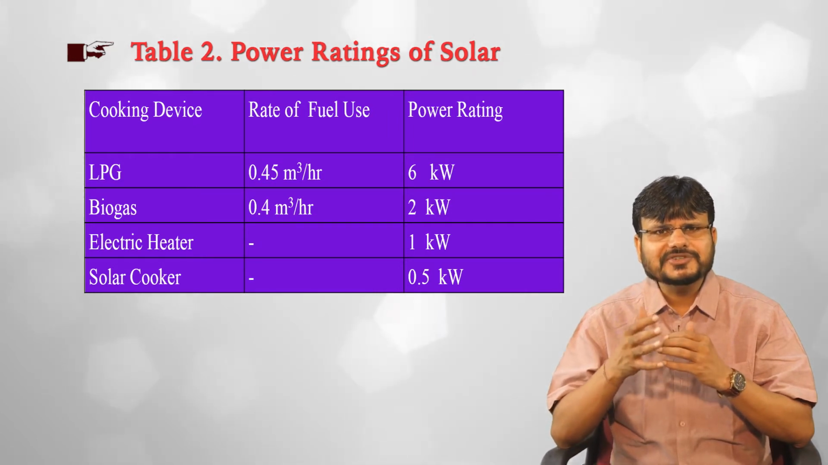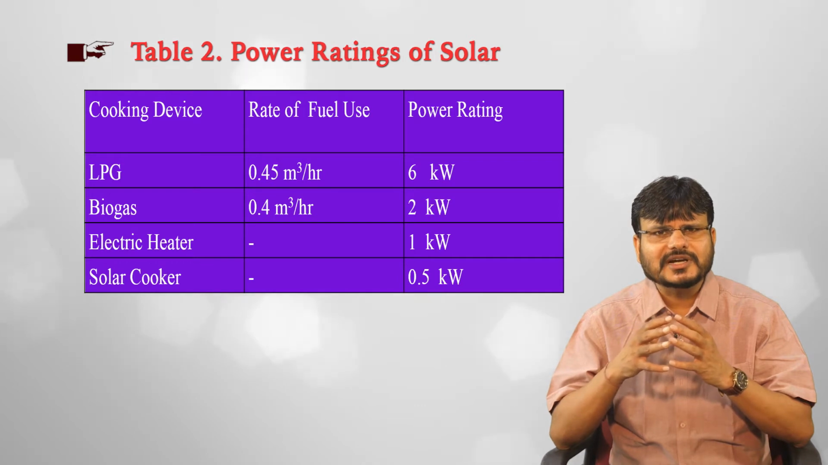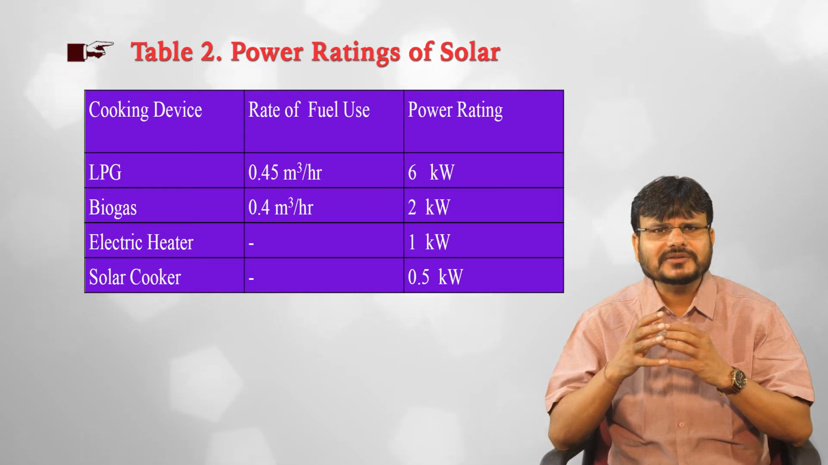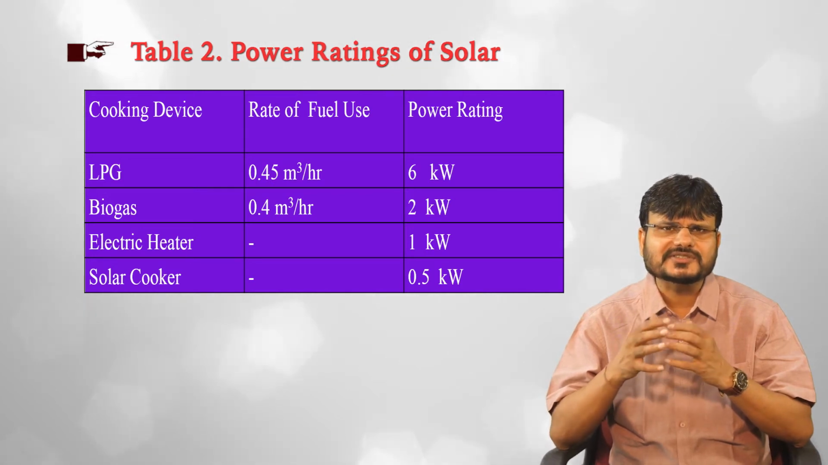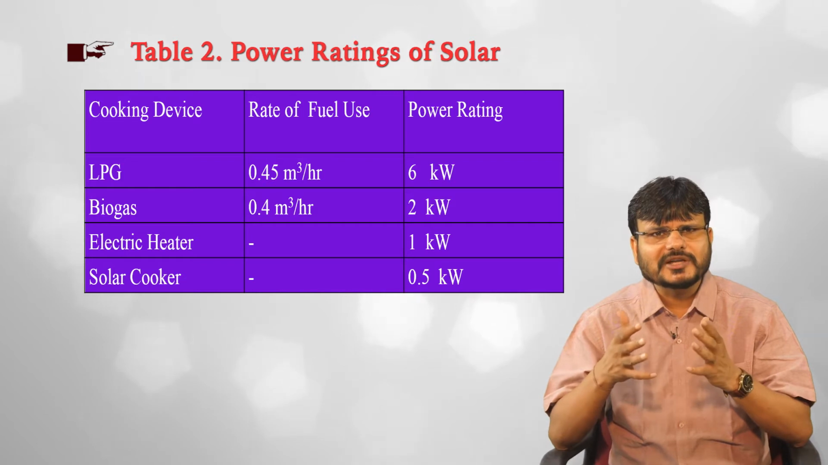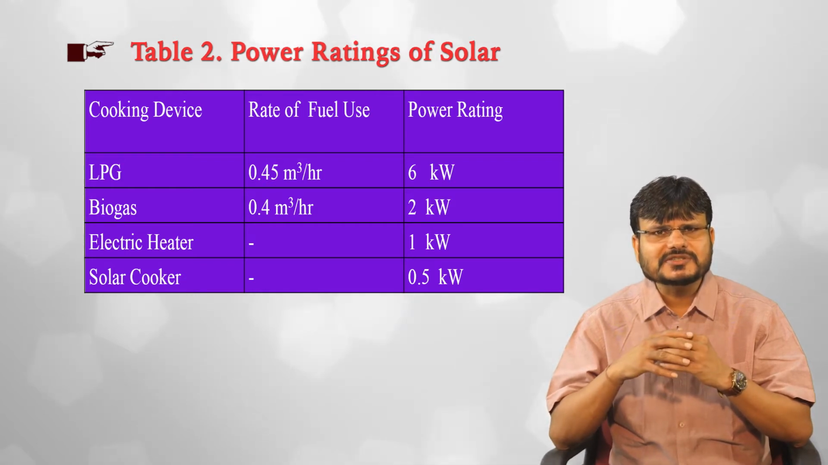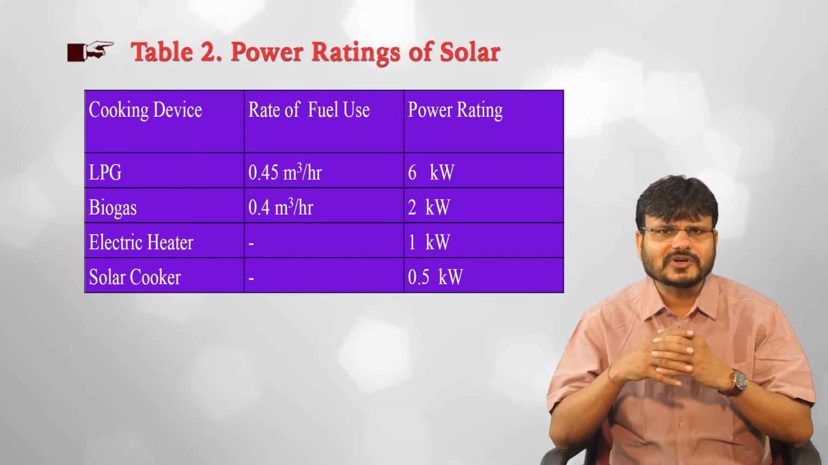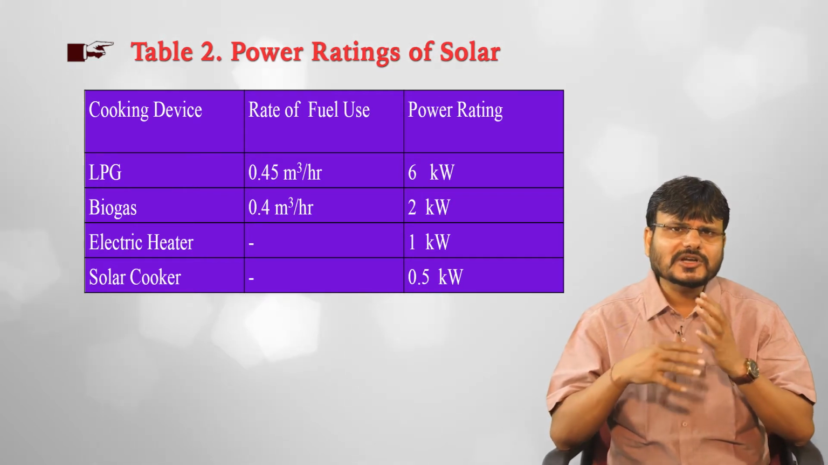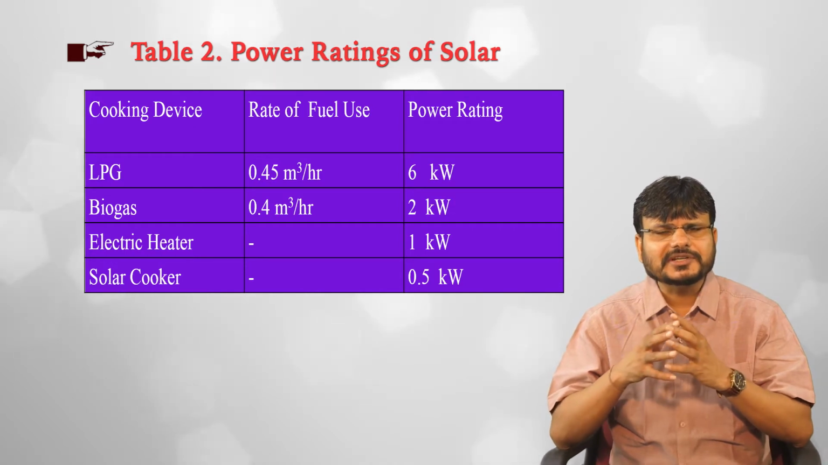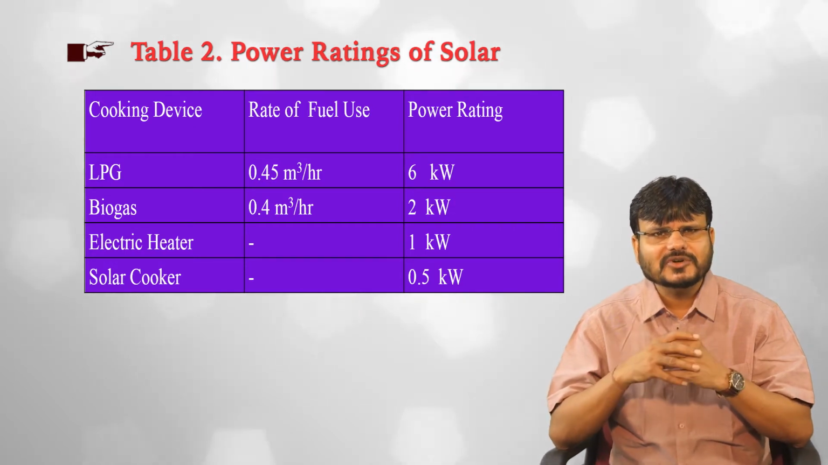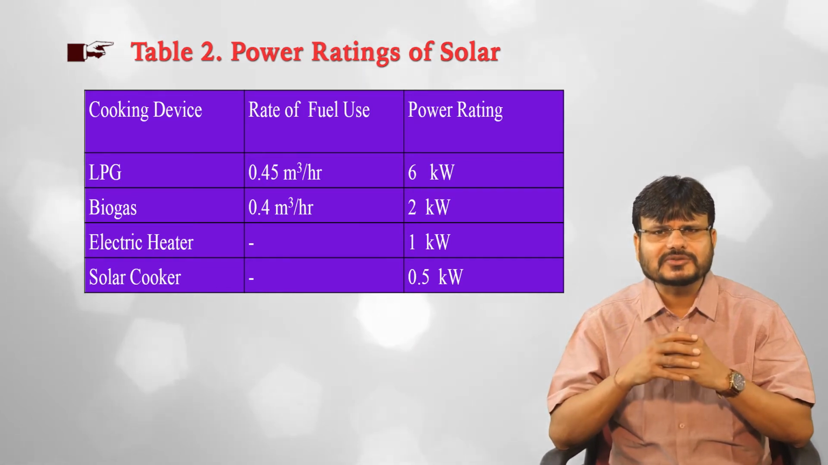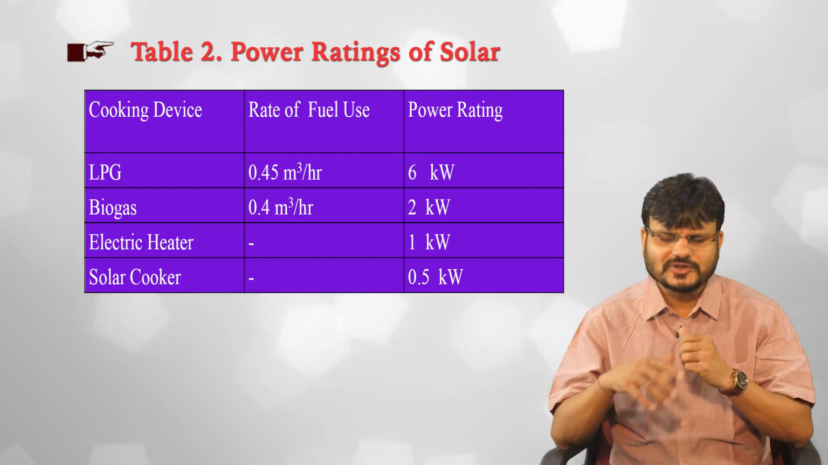So for LPG, the rate of fuel use required is 0.45 meter cube per hour, and power required for LPG is nearly 6 kilowatt. If we are talking about biogas, rate of fuel use is 0.4 meter cube per hour and power required is 2 kilowatt. If we talk about the electric heater, the power rating is nearly 1 kilowatt.